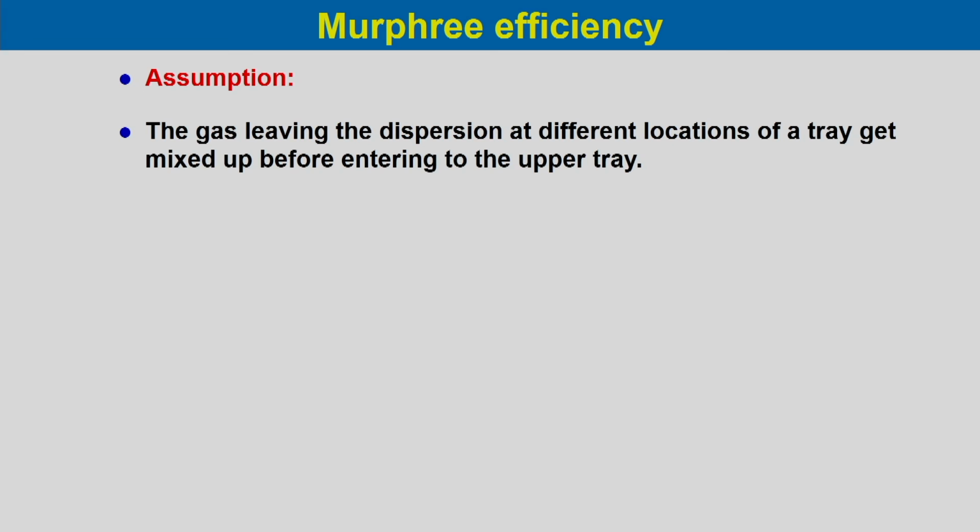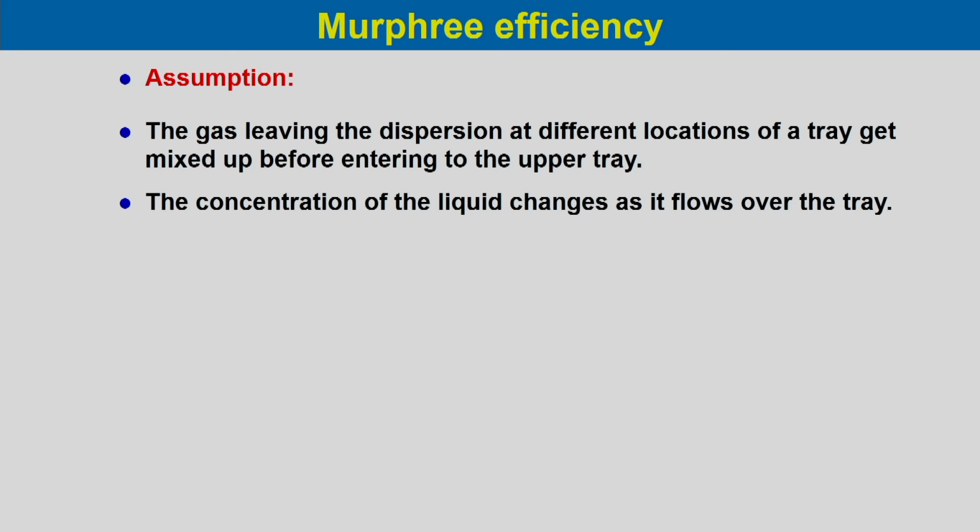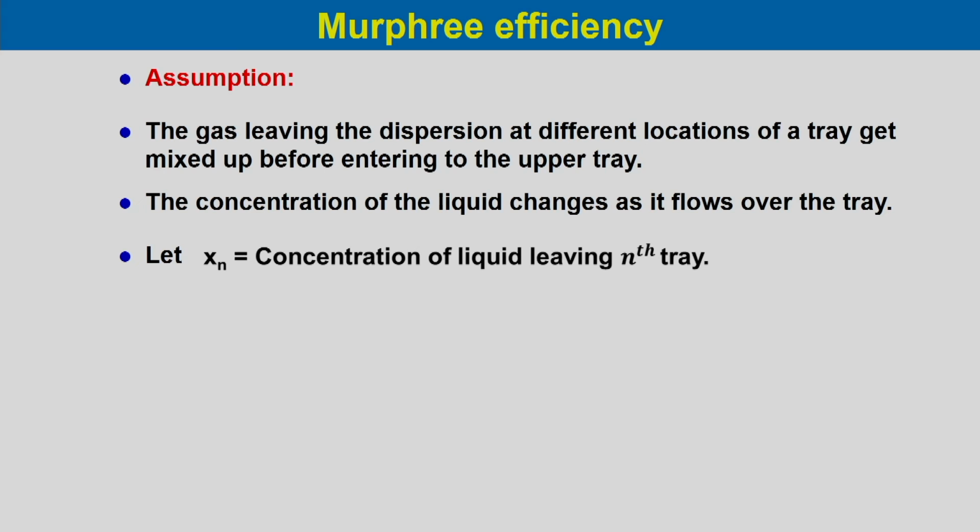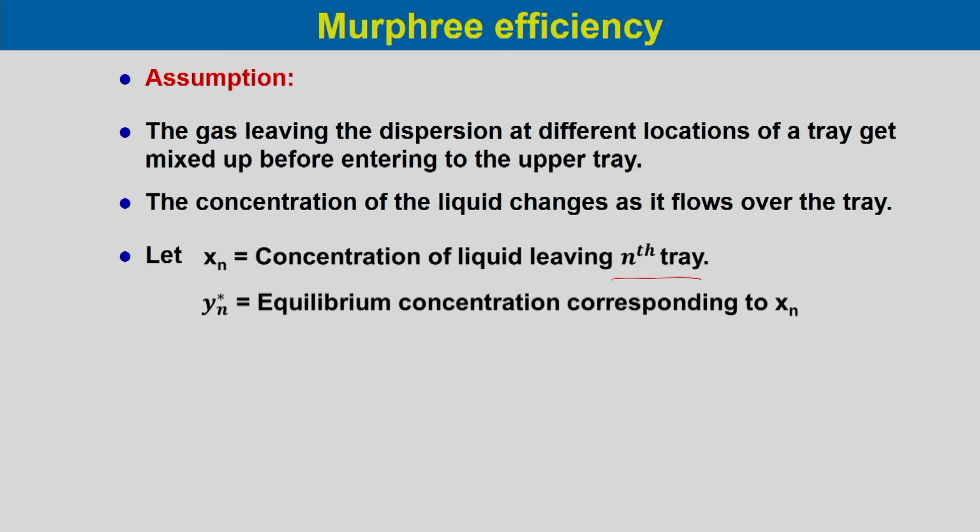Now, there is another efficiency called the Murphree efficiency. To define Murphree efficiency, the following assumptions are taken: the gas leaving the dispersion at different locations of a tray gets mixed up before entering the upper tray. So, the concentration of the liquid changes as it flows over the tray. Let Xn be the concentration of the liquid leaving the nth tray, and Yn star the equilibrium concentration corresponding to Xn.